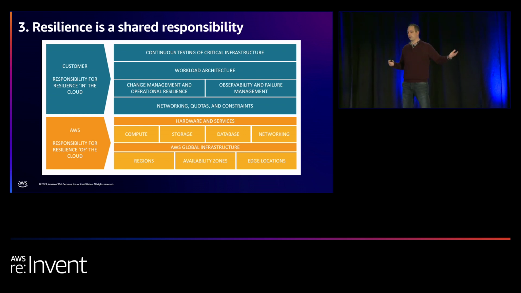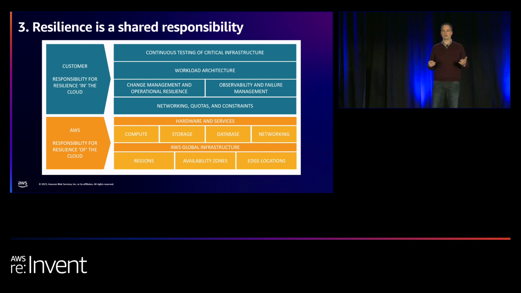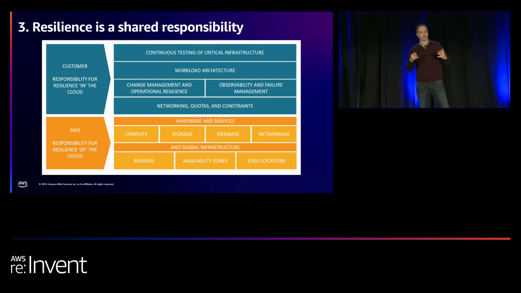This was an update that happened about a year ago at this point. We released an updated white paper. Highly recommend you go check that out, that describes how the shared responsibility model applies in the context of resilience as well. The shared responsibility model defines what the responsibilities of AWS are for providing security and resilience of the cloud, and what the responsibilities are for customers in terms of security and resilience in the cloud.